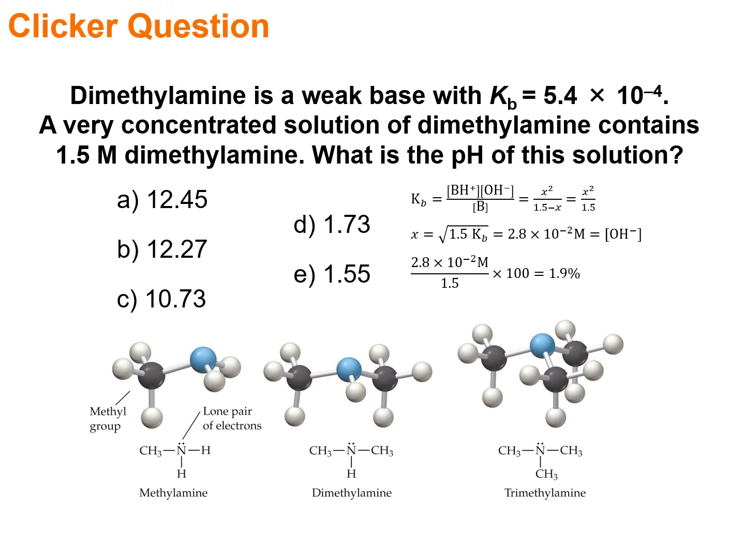Again, safely below that threshold of 5%. And so this approximation is pretty good. It's asking for the pH though, and we have the hydroxide concentration. So what equation do we need now in order to figure out the pH?